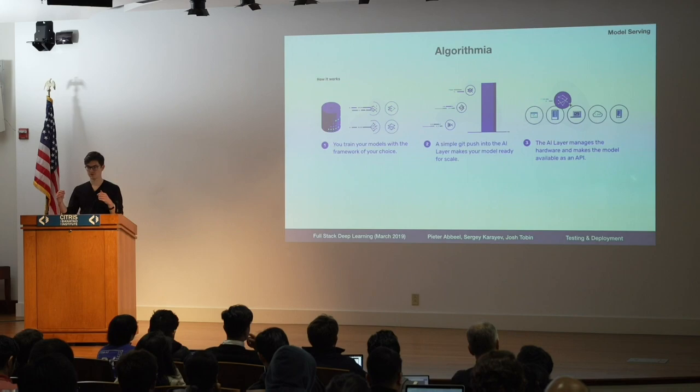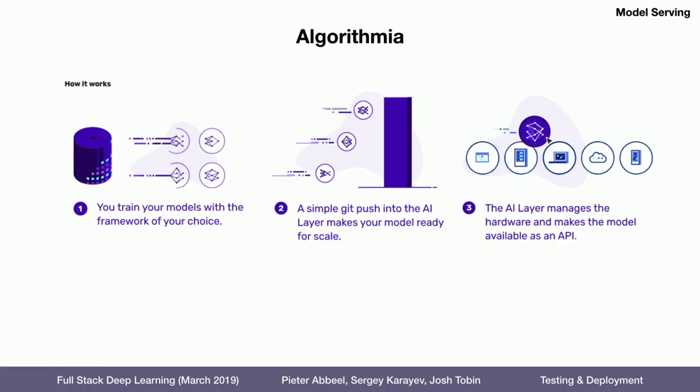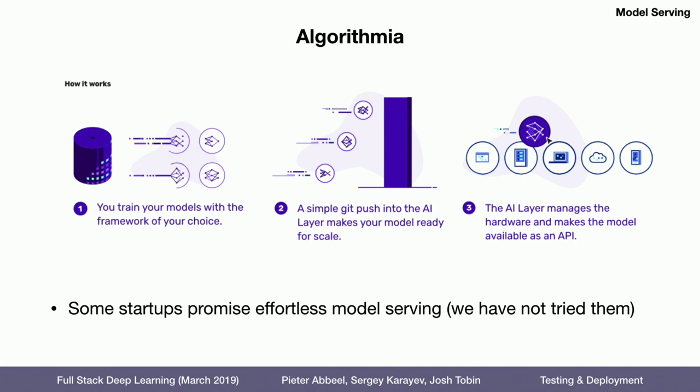And then there are startups. One of them is Algorithmia. You train a TensorFlow model or a PyTorch model, you git push it into the Algorithmia AI layer, and it makes your model ready for scale. It manages all the hardware and makes your model available via an HTTP API, a REST API. My take is that this is essentially packaging up a couple of things like Lambda and a load balancer. I haven't tried it personally. It might be really good. It might be overkill. You might just be able to do it yourself.